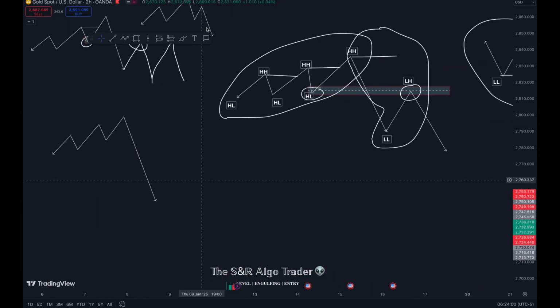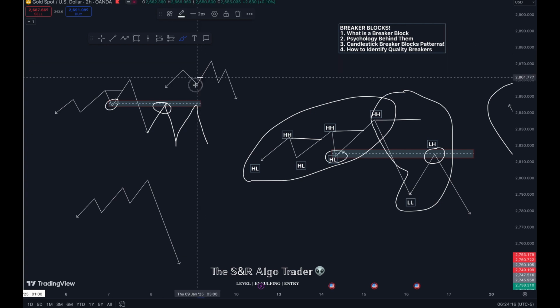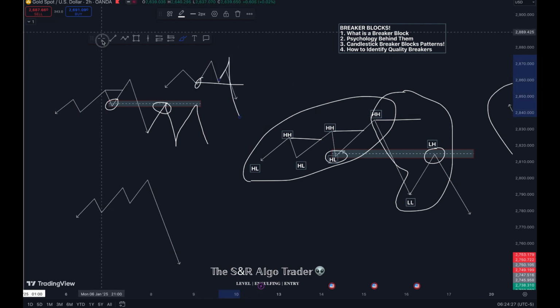Like I was saying, this area must sweep liquidity before going down. Something like this area is not considered an order block. This is the example I showed you just now, because this area was to be a breaker block, but price failed to clear this liquidity here before breaking through, so it's not considered a breaker block.